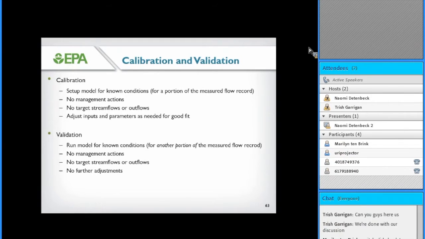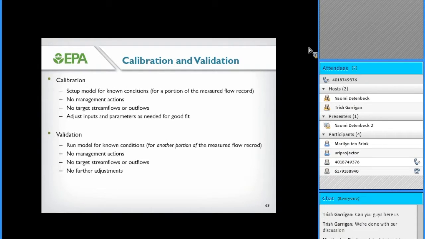Similarly, you wouldn't set target stream flows because we're not trying to really accomplish a goal, we're just trying to calculate the water balance. And you look at the results, see what we have, and adjust inputs and parameters as needed to try to improve the fit if you're not happy with the results. And we'll go into a little bit more discussion as to why you would need to do that.